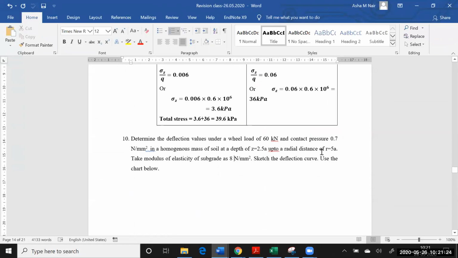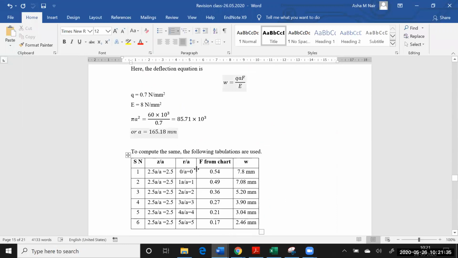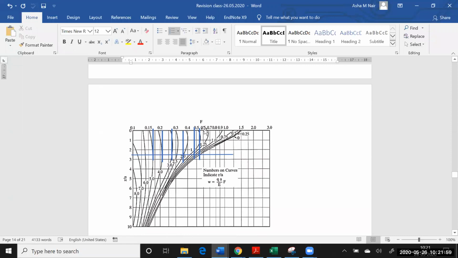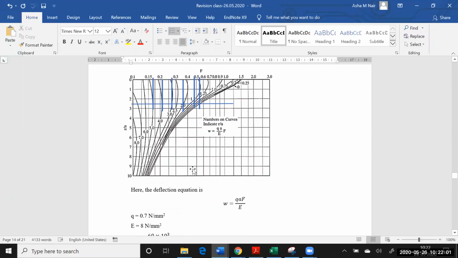So I want to plot a curve. I cannot just take it like that. So I have taken the values in such a way that R is varying from 0 to 5A. When R is varying from 0 to 5A, I have put the incremental values, that is R by A: 0 by A, 1A by A, 2A by A, 3A by A, 4A by A, 5A by A. So I will be getting the values of R by A as 0, 1, 2, 3, 4, and 5. Now I know the different values of Z by A as well as R by A, and knowing these two, I can find out the F value from the deflection chart. So I'll show you how to do this.